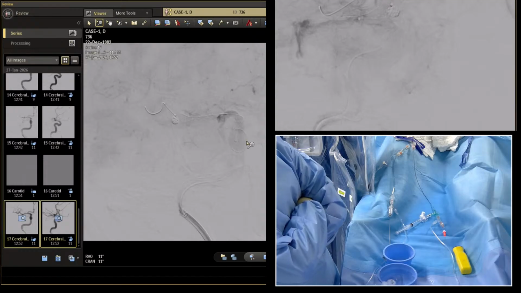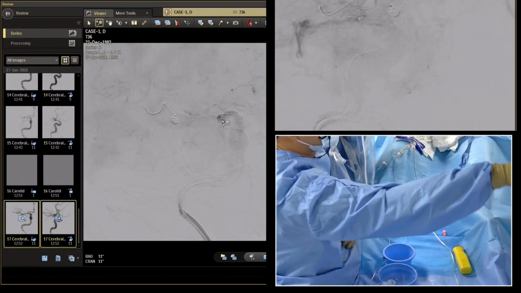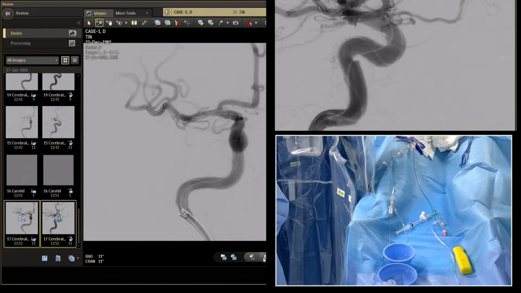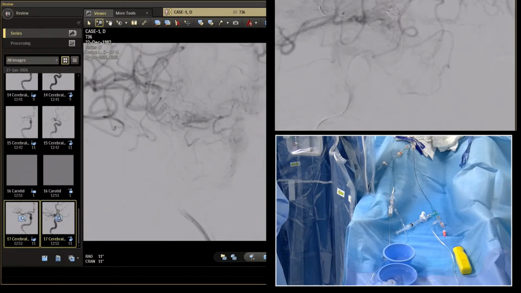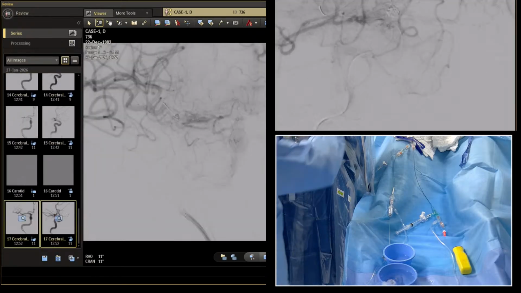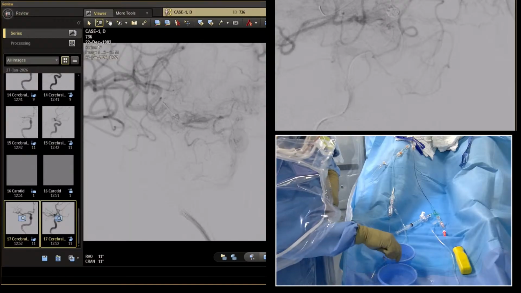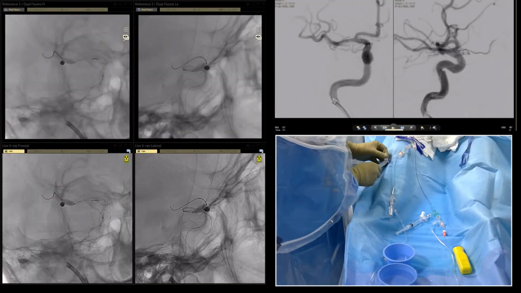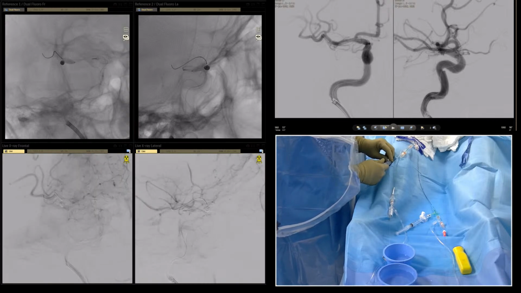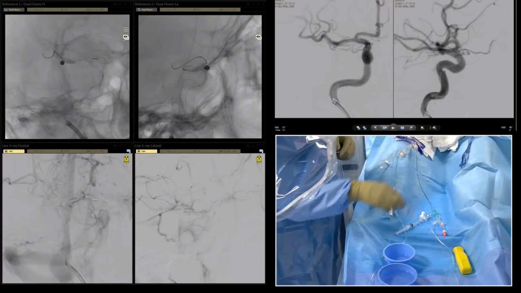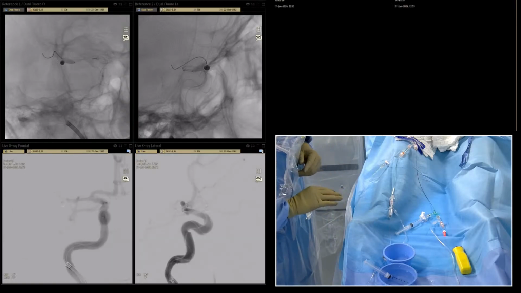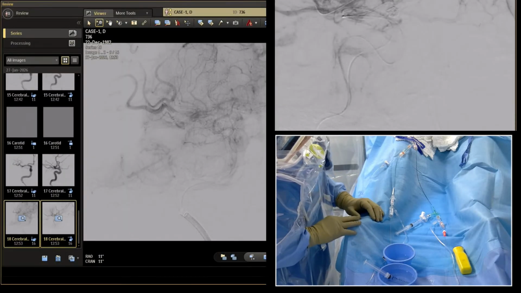Ah, it looks like vein, no? This is a vein. Back, back. Back. Forward. Forward, forward, forward. Okay, I will do the longer injection. Yes, there is a vein going to the sinus. This looks like no bleeding, no?